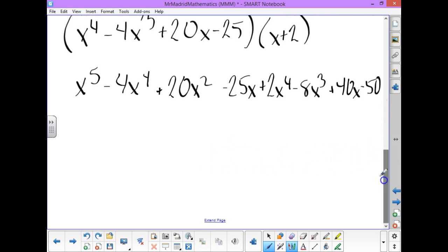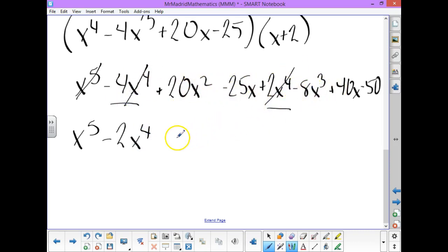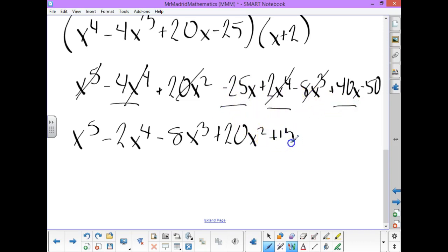Let's do it one last time. Let's clean up this hot mess and get this over with. x to the 5th is my highest exponent. Next is all the x to the 4ths, which is this one and this one, giving us negative 2x to the 4th. Done and done. I now need my x cubes. It's the only one. Negative 8x cubed. Done. There's a square, the only one, so plus 20x squared. There's an x and an x, so that comes to 15x. Done and done, and minus 50.